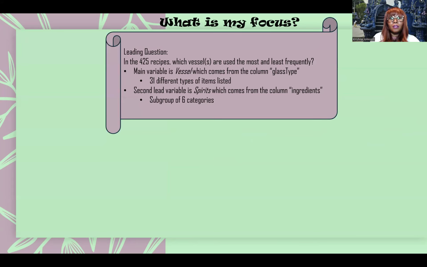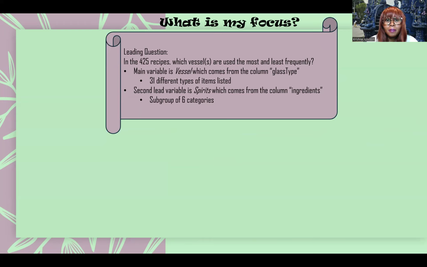What did I choose to focus on? The first thing I looked at was what I deemed the vessels. It came from the glass type column. There were 31 different types of vessels that they used, and I was just looking to see how they were used throughout the data set, throughout the recipes, and compared to other variables.